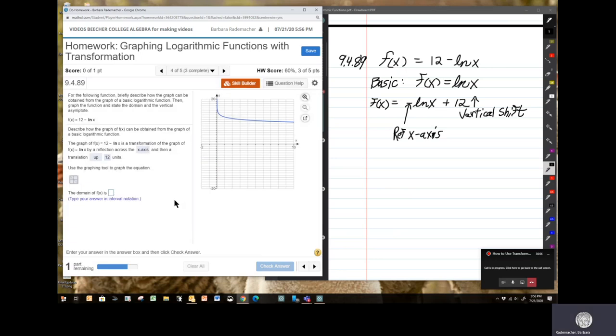Okay, that makes the domain. We're still looking in the left-right direction. And the y-axis, really, really close to it, but not touching it, is as far left as this graph goes. And then it goes to the right forever and ever and ever. So the domain is going to be parenthesis 0, comma, infinity, and parenthesis again.